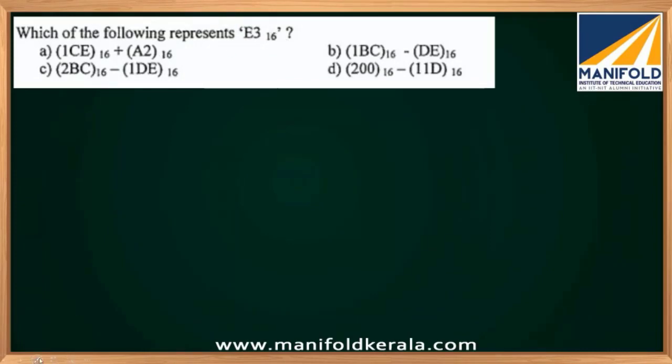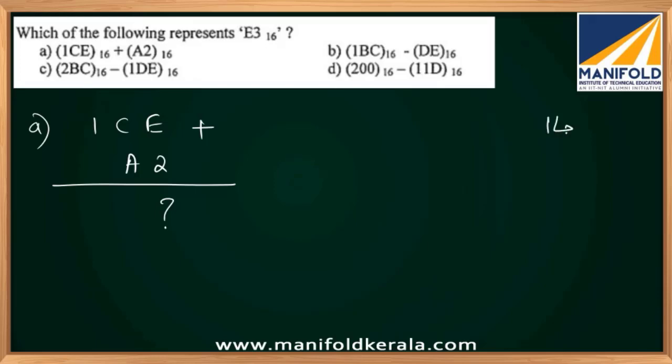Now this is very easy by elimination. You can just try this one. Just look at the unit place, that is enough actually. So what about the first one? 1CE plus A2. Can somebody tell me what will be coming in the unit place? What is E actually? E is 14. E is actually 14 plus 2. What is 14 plus 2? 14 plus 2 is 16.